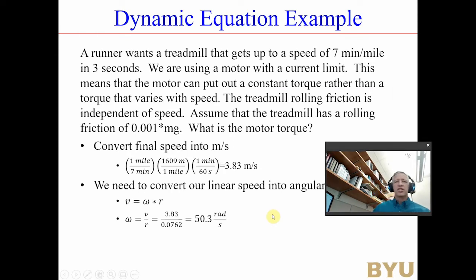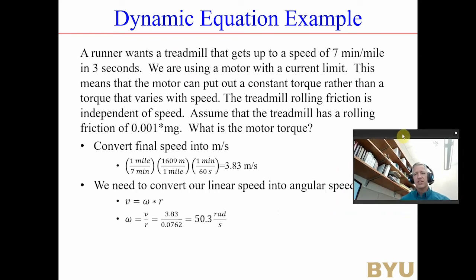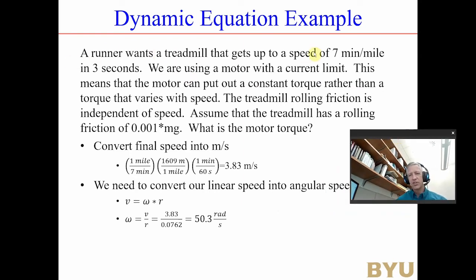Okay, so we're going to do a simple example of a treadmill. We have our treadmill that we're trying to get up to a speed of 7-minute miles. So this is a nice fast run speed for the runners out there. And I don't want to wait around because I'm so busy. So I want the treadmill to be able to get up to this running speed in 3 seconds. So we're going to be using a motor with a current limit. This means that the motor is going to put out a constant torque rather than a torque that varies with speed.